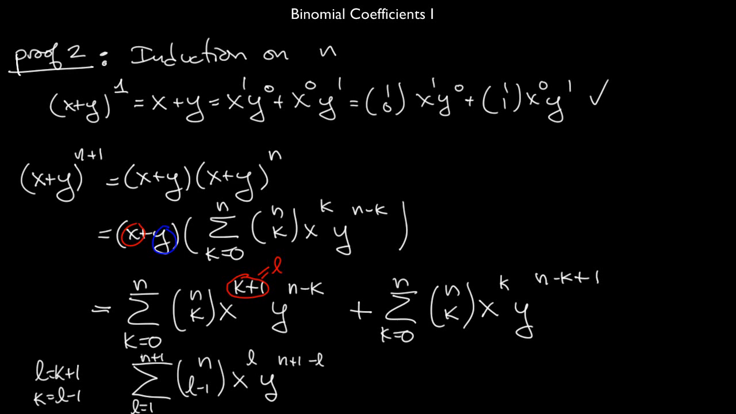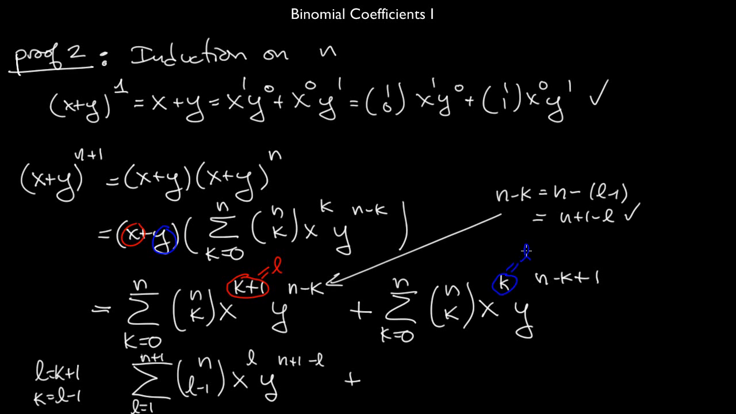Are you sure about that? Let's see, where did I get that? So I need to change this n minus k to something involving L. What did I do? I wrote n minus k is equal to, let's see, n minus L minus 1. And that's the same thing as n plus 1 minus L. That's where I got the exponent of y.